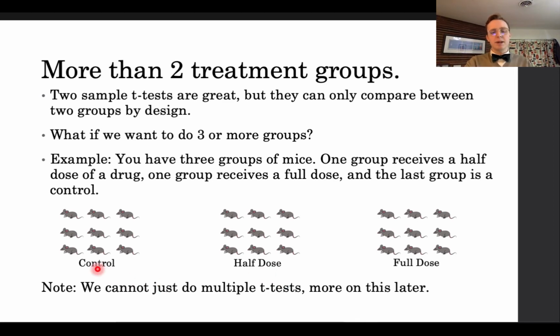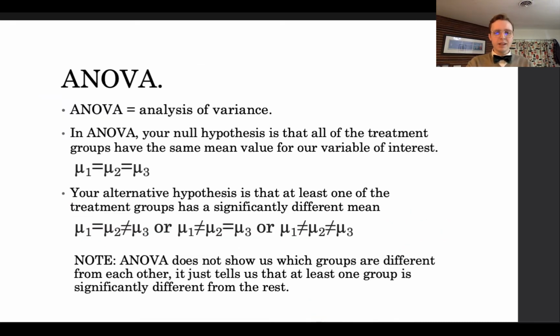While we are thinking about this problem, I would like to note that we cannot just do multiple t-tests. I'm going to explain a little bit more on why this is later, but for now, just trust me, it's a bad idea. Now, the correct solution to this problem is ANOVA. ANOVA stands for Analysis of Variance, and it can be used to conduct a statistical test no matter how many different treatment groups you are looking at.